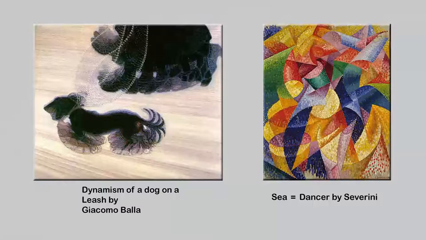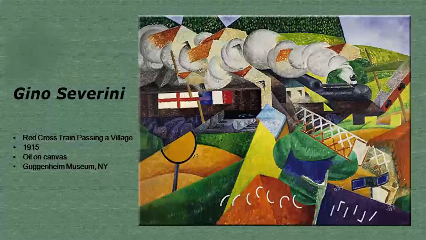Similarly, if we try to identify the sea dancer in this painting by Severini, we will be completely confused and disappointed. What we see here is neither the dancer nor the sea, but a visual effect of a certain kind of movement. Gino Severini, like Giacomo Balla, was also trying to address various kinds of movements in his paintings, like this one, a Red Cross train passing a village. As you can see, there are certain elements of village and also smoke and the train, but the emphasis is obviously on the movement, the motion of the train, rather than anything else.